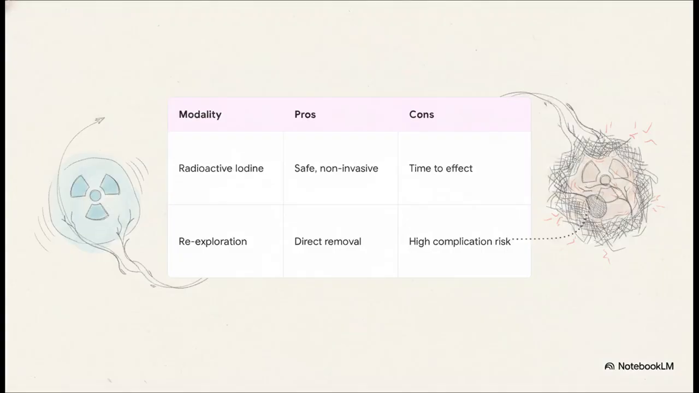Listen, re-exploring a dense, scarred central neck compartment is incredibly dangerous. That dense scar tissue totally obscures normal anatomical planes, which puts the recurrent laryngeal nerves and the parathyroid glands at massive risk. So radioactive iodine ablation is by far the safest, non-invasive way to downregulate that hyperfunctioning recurrent tissue.